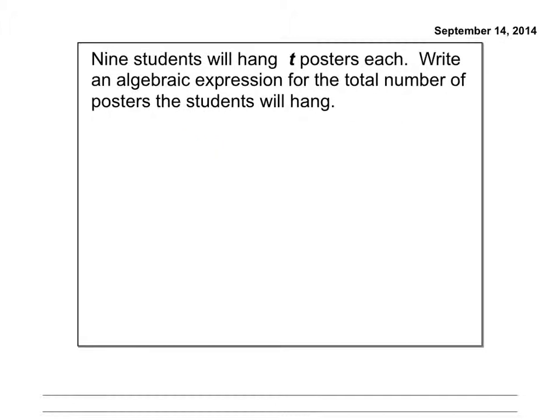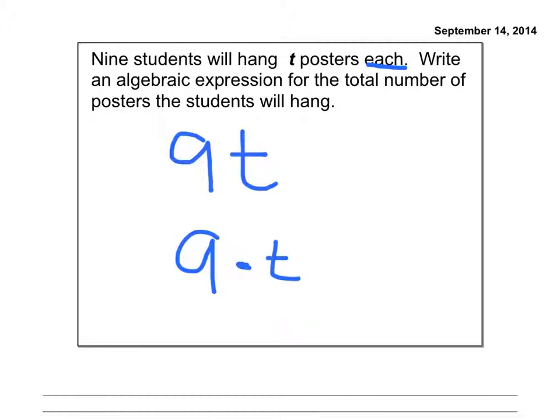9 students will hang T posters each. Write an algebraic expression for the total number of posters the students will hang. Well, we've got 9 students. Key word here is each. Each is a good indicator that the operation that will be involved will be multiplication. So we go 9 times t. Or you could write 9 times t or 9 times t.